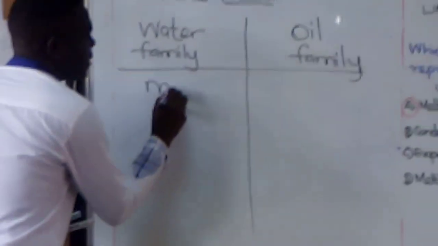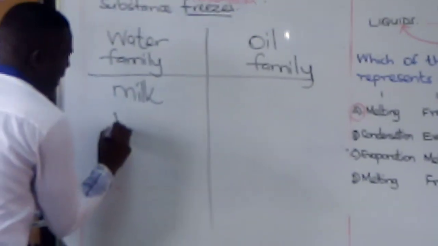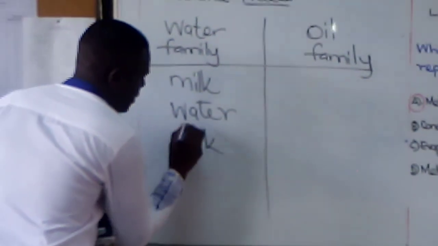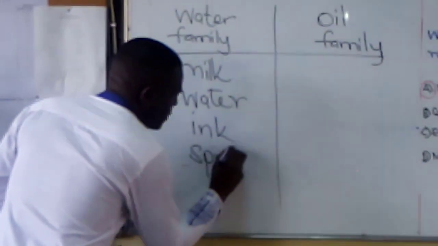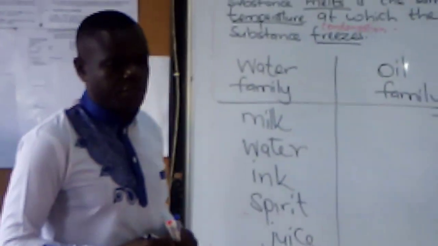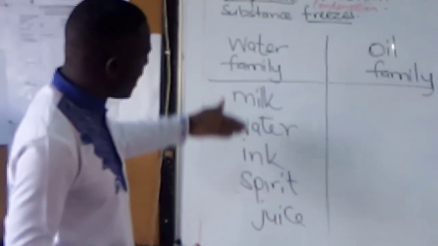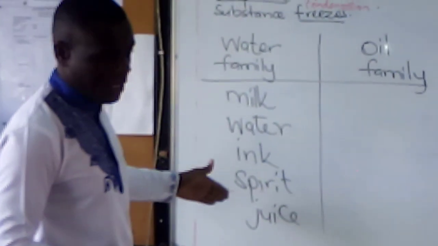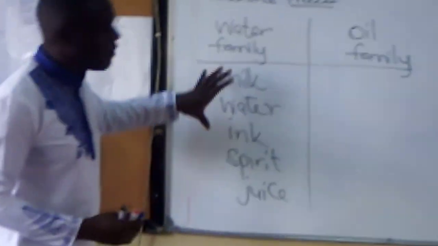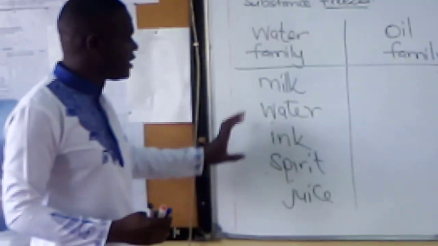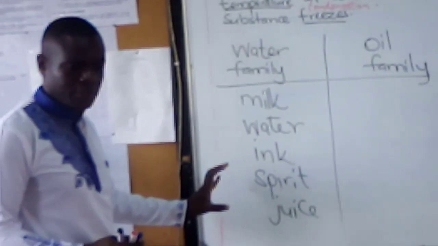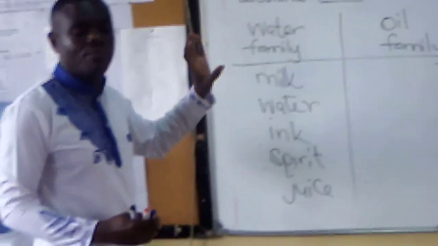Milk, water, ink, spirit, and juice. I hope I've exhausted them all. These ones are liquids under the water family. I'm explaining why we call them water family. It is because they have a similar or almost equal density. And so they are miscible. Liquids from the same family are miscible.